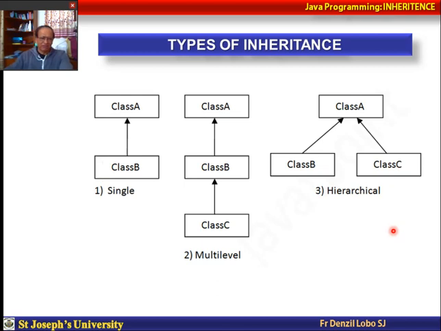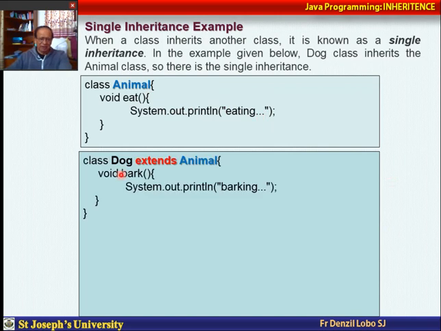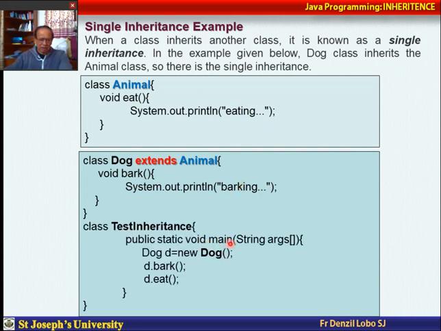Let us deal with the first, single inheritance, with an example. I have here a superclass called animal, and you say animal eats, like any other animal eats. So it's eating. Now I have a subclass dog extends animal. That means it is going to inherit this method eat of animal. Then it has its own method here. As you see, it's got its own method bark. Let us see.